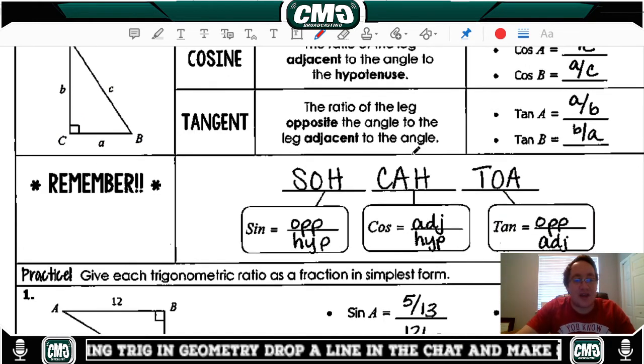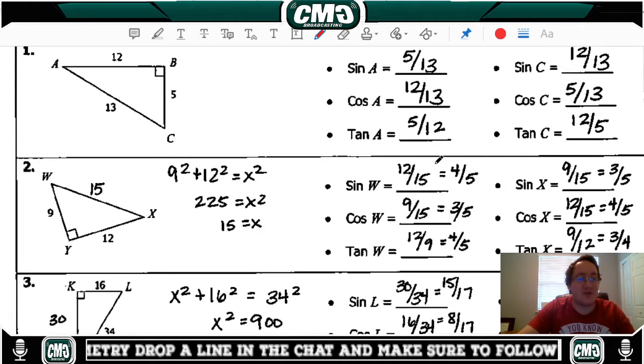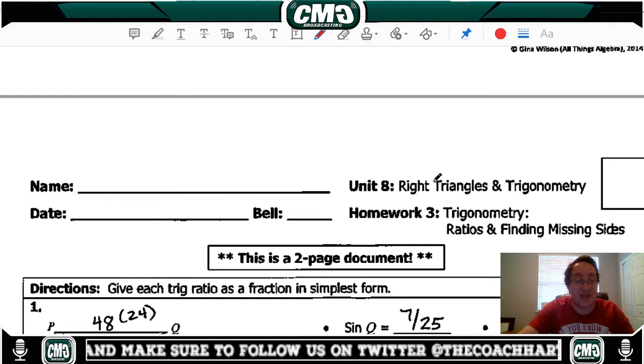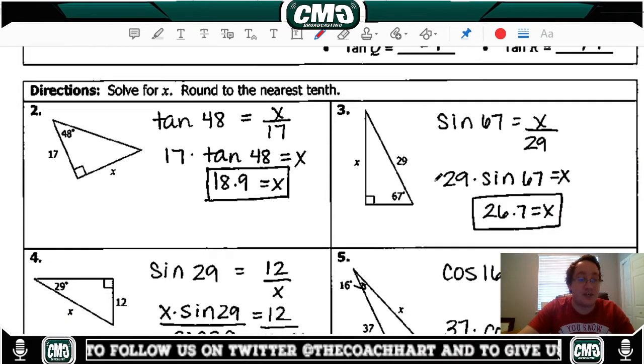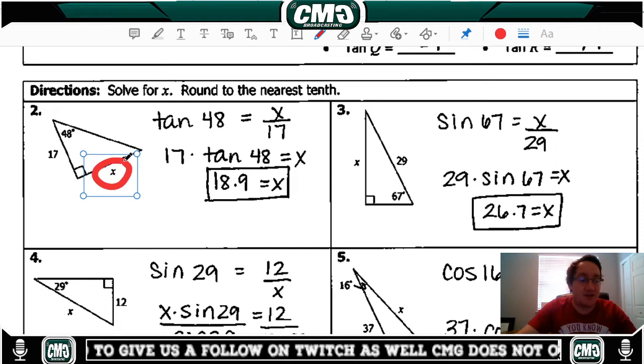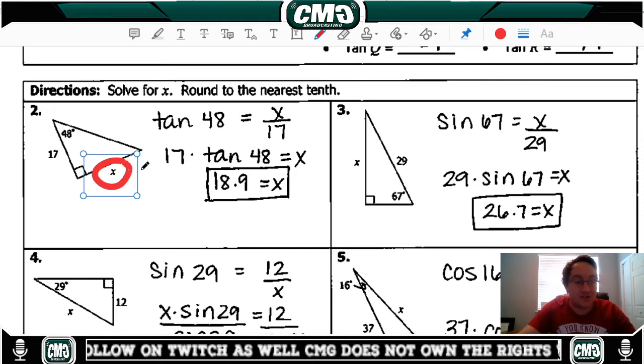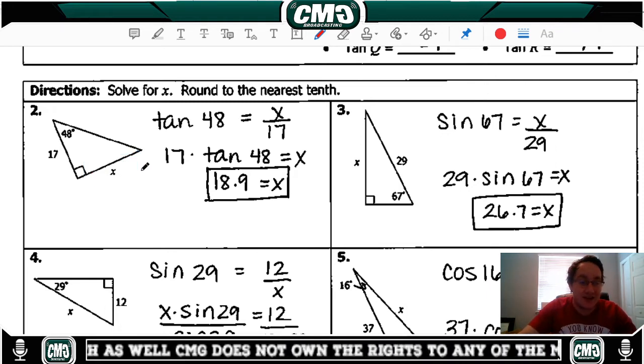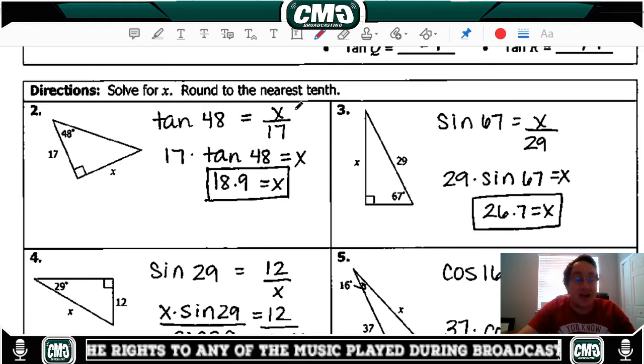So now that we've got that, now we talked about setting up these ratios on Friday. Now we're going to take a look at jumping into using them to solve for sides. So we can notice here, x is right here. That's the side we're trying to solve. So since it's a side that x is going to be part of that fraction that we set up as we look at sine, cosine, and tangent.